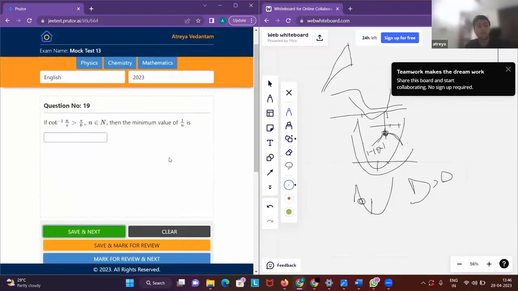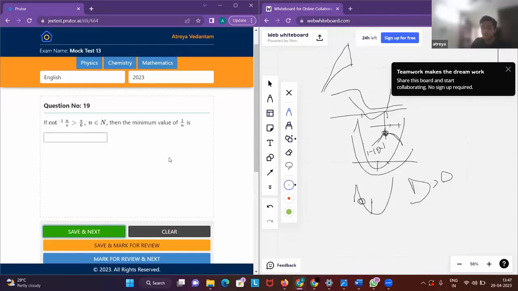If cot inverse of n by pi is greater than pi by 6, what is the minimum value of n? So clearly n by pi is less than cot of pi by 6. Cot of pi by 6 is cos pi by 6 by sine pi by 6, which is square root of 3, right? So n is less than pi into root 3. So what is pi?